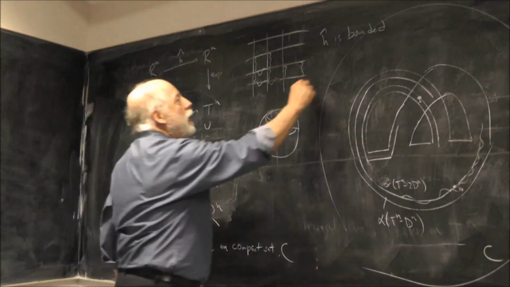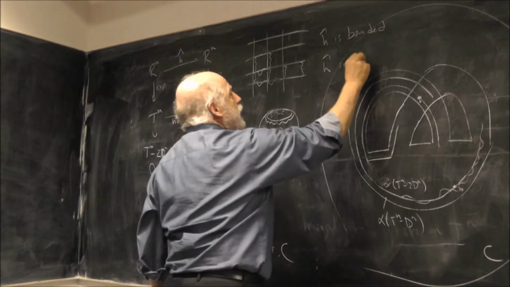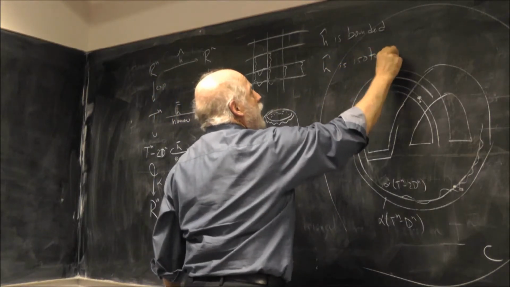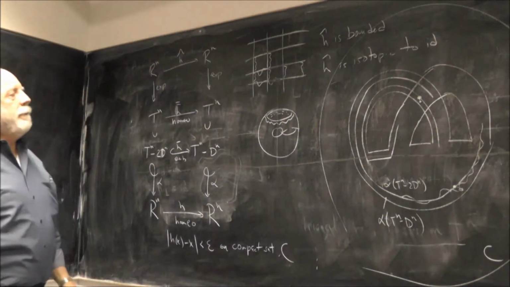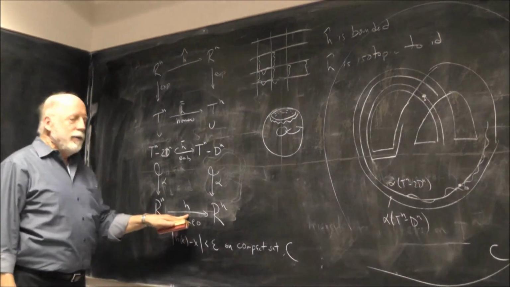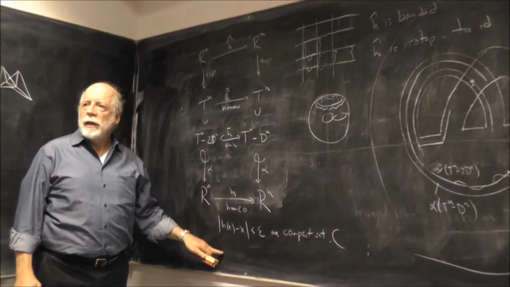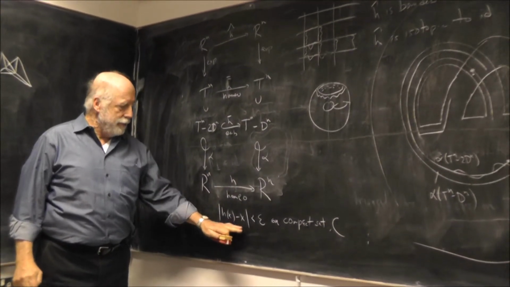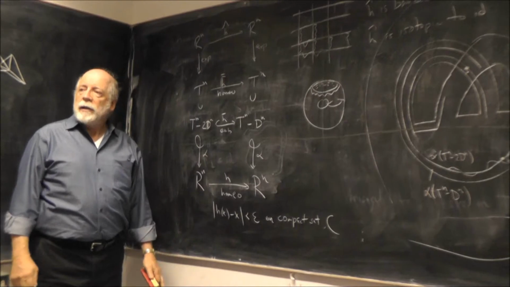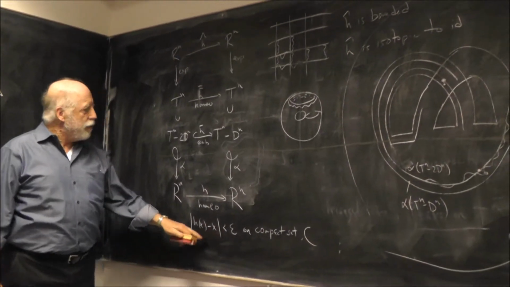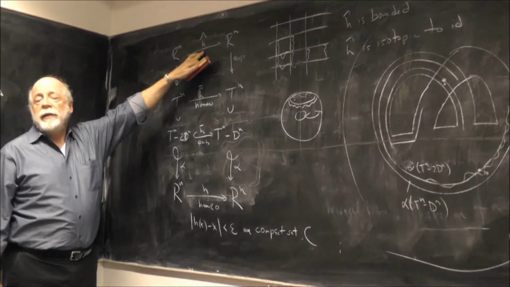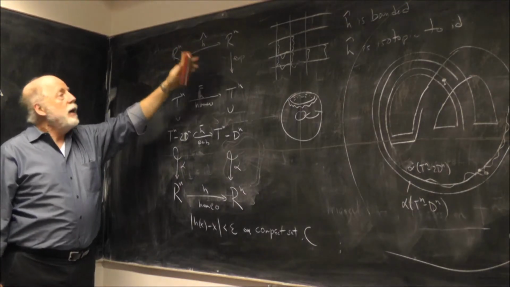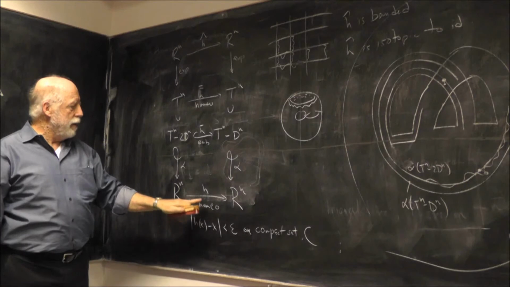Therefore, H hat is isotopic to the identity. We didn't know anything at all about the original H except it was small. It was small in a compact set, not small everywhere. It was small in a compact set, and this trick converts it into a homeomorphism which is bounded, and therefore isotopic to the identity. Well, how is it related to this original H?